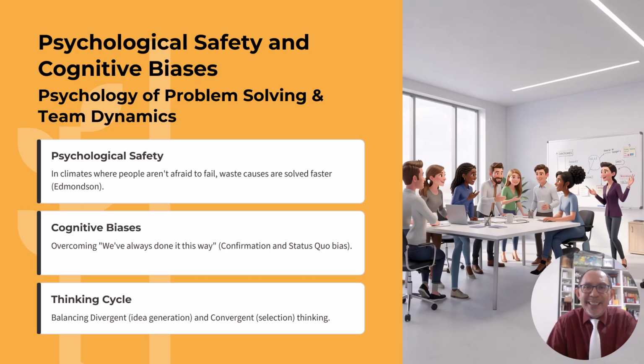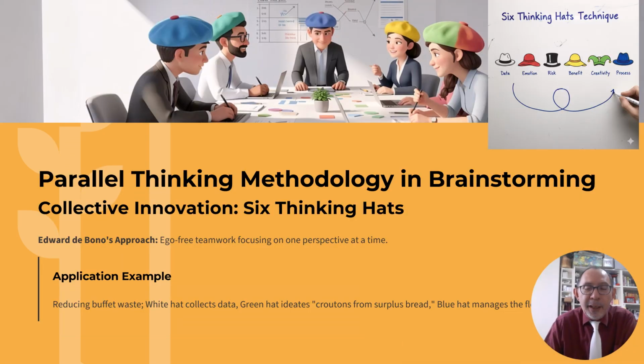In the fight against food waste, everyone on the team must feel safe enough to say something is wrong here. We know that brainstorming meetings often turn into a competition of who can shout the loudest. Edward de Bono's Six Thinking Hats technique solved this with engineering precision.